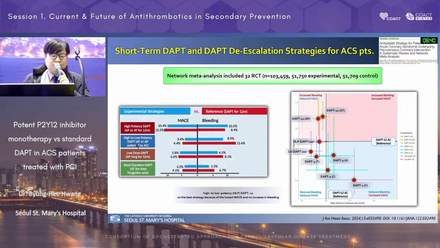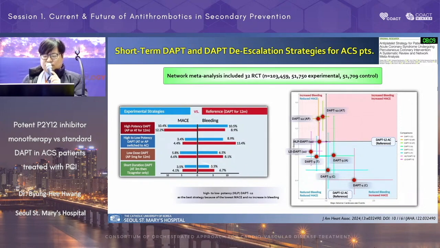High to low potency DAPT, ticagrelor or prasugrel switched to clopidogrel, you can see MACE is better, bleeding is better. And then low dose DAPT, 5 milligrams of prasugrel for 12 months, MACE a little bit better, bleeding a little bit better. Short duration DAPT, you can see ticagrelor for 3 months, then ticagrelor only, MACE, bleeding.